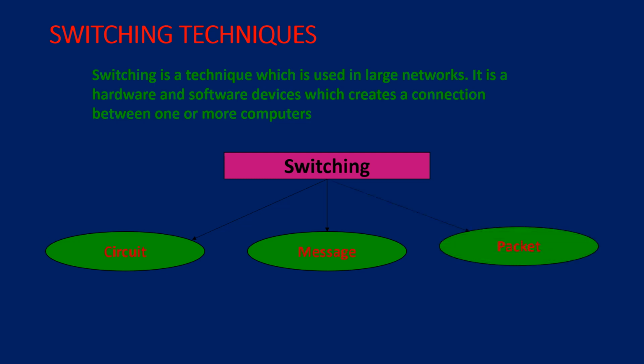And the last one is packet switching. In this type of switching, a message is broken into packets of fixed size. Each packet has a header that contains sender and receiver addresses, information, acknowledgement, and error bit. Mostly networks use packet switching rather than circuit and message switching.